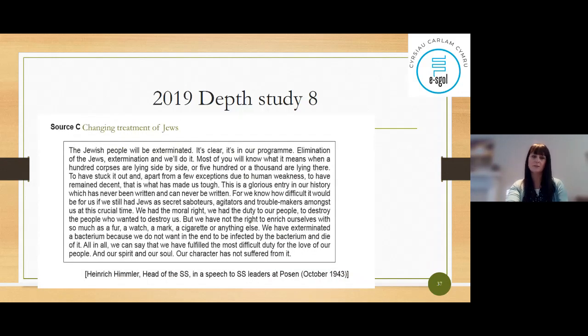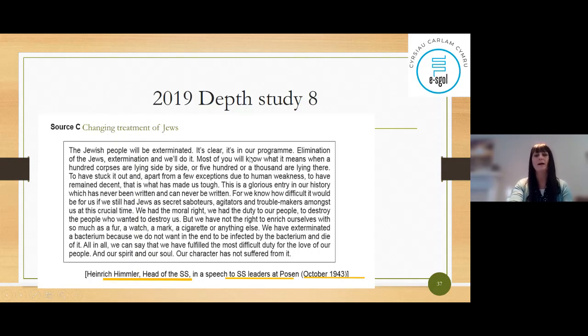And then we've got our last source, so we look at source C. Again, down the bottom here is the only place I need you to look for the time being. So it is Himmler, okay, head of the SS, and we've got him speaking to SS leaders, and we have the date to that in October 1943. And again, we've written the key issue there, so we know what we are focusing in on.